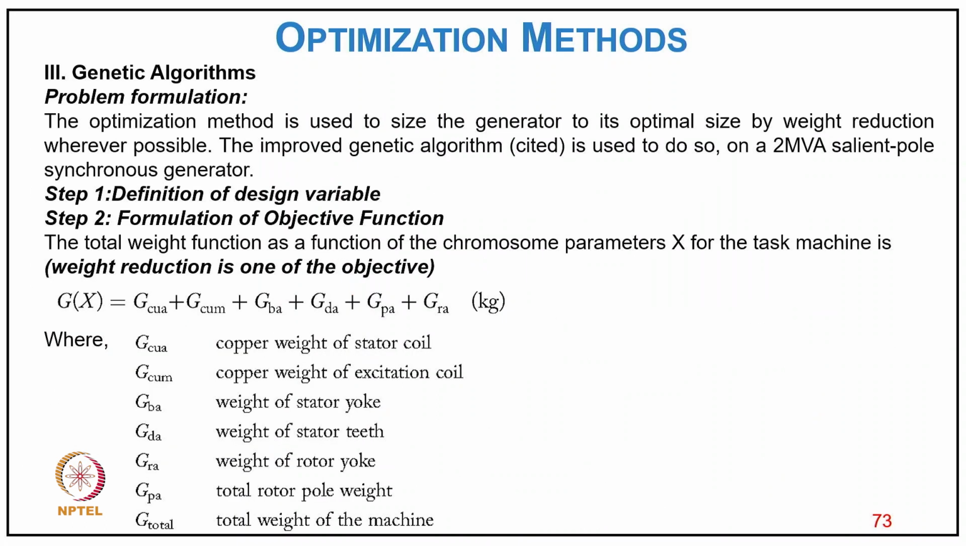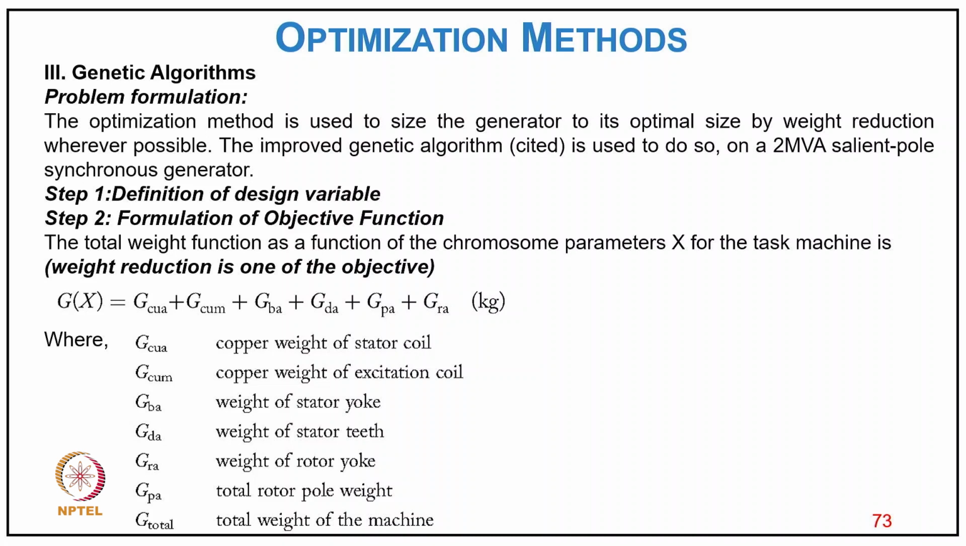Typically, in this formulation, the optimization method is used to size the generator for optimal design, by weight reduction wherever it is possible. The improved genetic algorithm is used to do so on a 2 MVA salient pole synchronous generator. So as a step, first is the definition of the design variables.